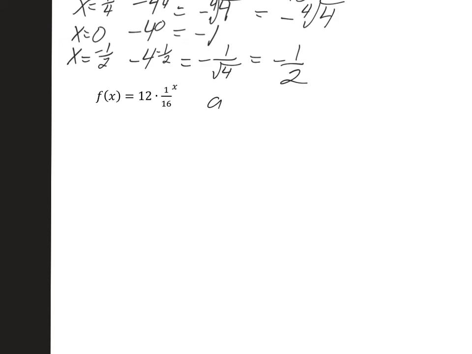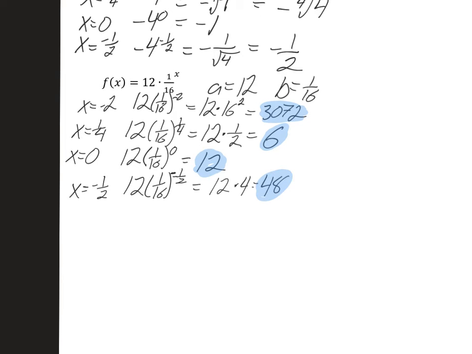Well, first, what is A? A is 12. B is 1/16. Okay, so now I want you to plug in x is negative 2, x is the fourth, x is 0, x is negative 1/2. We will see if we get the same answers. Okay, so we should have gotten 3,072, 6, 12, and 48. So go ahead and take a look at that. Just make sure that you got those same exact answers.